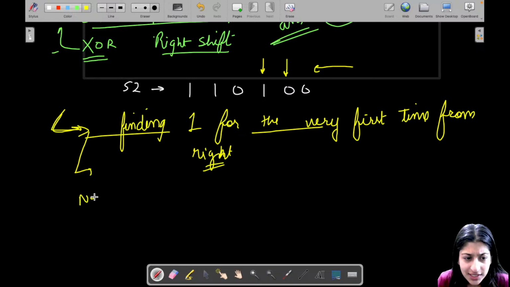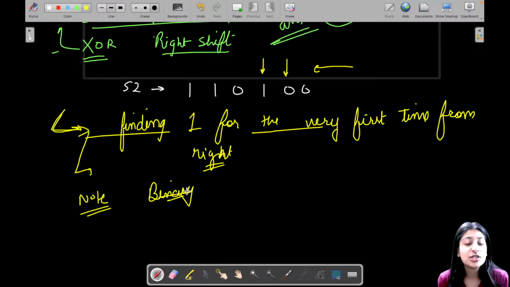One thing to note is, whatever discussion we are doing and wherever I am representing the number in binary form, we are not actually converting the number while we are coding. This is for explanation of what goes on internally when we are doing such operations on any integer n.